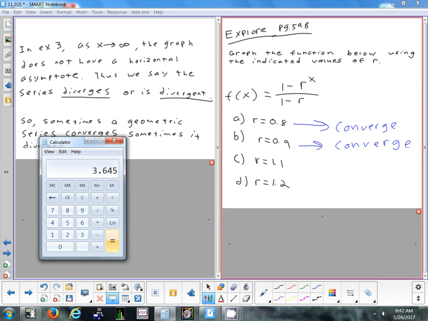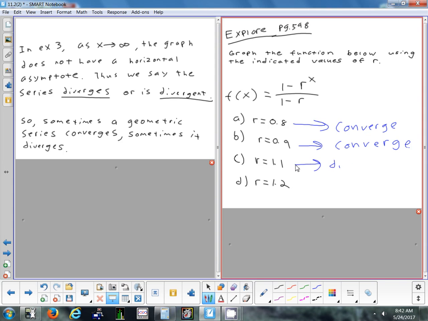B is converging slower. And if B was like 0.999, it would converge extremely slowly. Because each time you're multiplying by something so close to 1, it's getting smaller, but not very quickly. It's going to take a long time for that to converge. How about C? That's going to diverge. And how about D? That's also going to diverge. Which one is going to diverge faster? D is going to diverge faster, because multiplying by 1.2 each time is going to make it bigger faster than multiplying by 1.1.